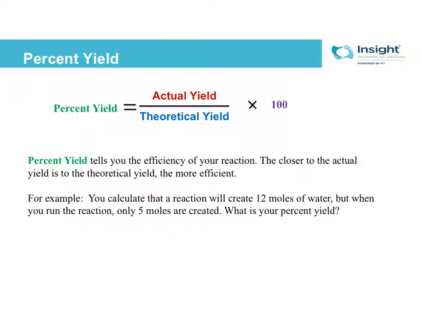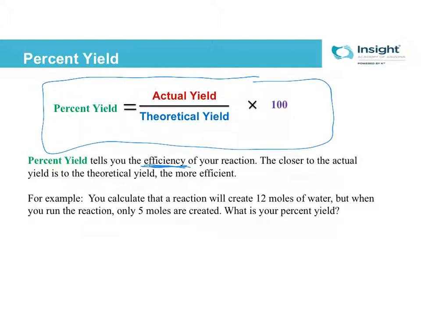All right, so percent yield tells you the efficiency of your reaction. Okay, so the closer your actual yield is to your theoretical yield, the closer to 100% you're going to have, the more efficient your reaction is. All right, so I definitely recommend writing this down. This is how you calculate your percent yield. You're going to take your actual yield, what you measure and get out of actually running the experiment, divide it by your theoretical yield, what you calculated, and then multiply by 100.